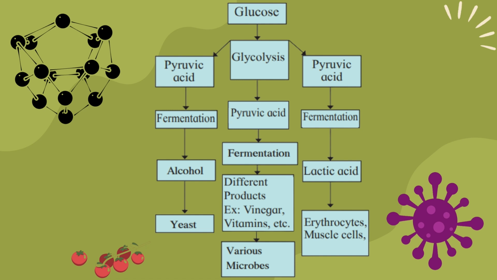From pyruvic acid, the fermentation got transformed into alcohol. And from the other pyruvic acid, the fermentation got transformed into lactic acid. Now, the fermentation from glucose or the glycolysis itself becomes different products, for example, vinegar, vitamins, and many other things. And from alcohol, we got yeast. And from lactic acid, we got erythrocytes, muscle cells, which are nothing but various microbes. So this was all about glucose.